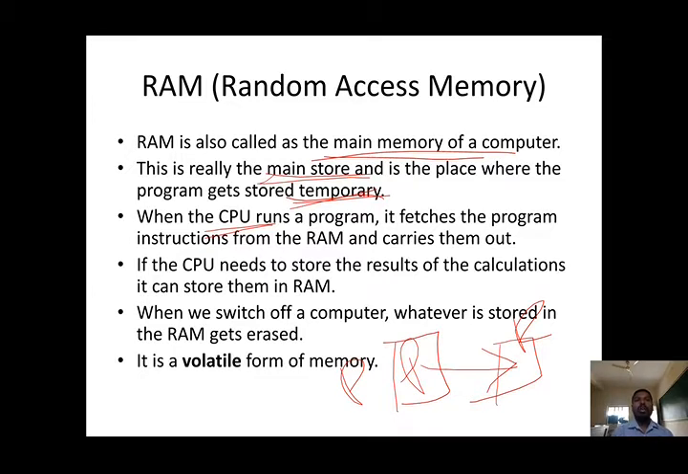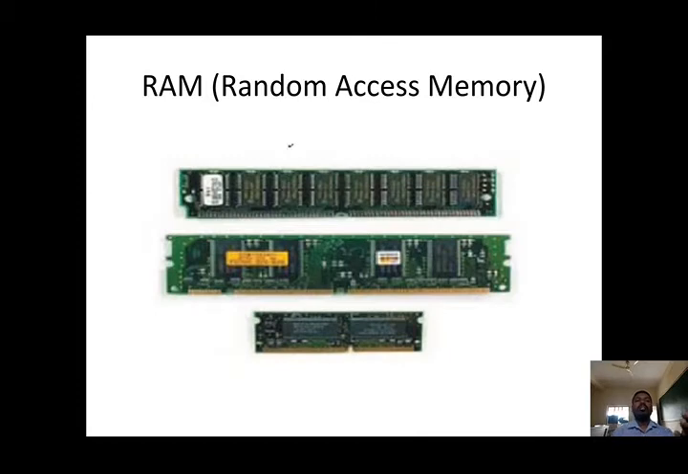My dear students, RAM is the expansion of random access memory. It is also called the main memory of a computer. It is really the main store, the place where the program gets stored temporarily. When the CPU runs a program, it fetches the program instructions from the RAM. If the CPU needs to store the result of a calculation, it can store it in the RAM only. When you switch off the computer, the data or content of the RAM will be erased. It is a volatile memory. So, this is the RAM.